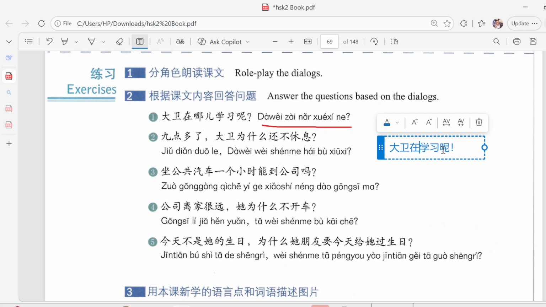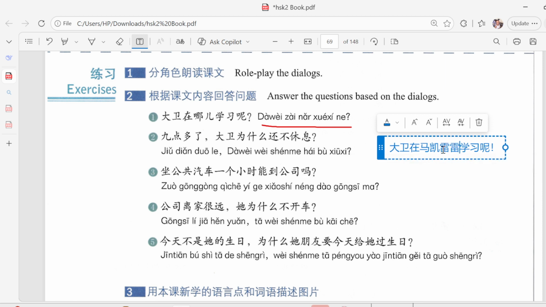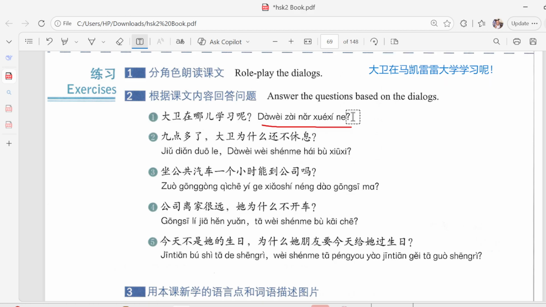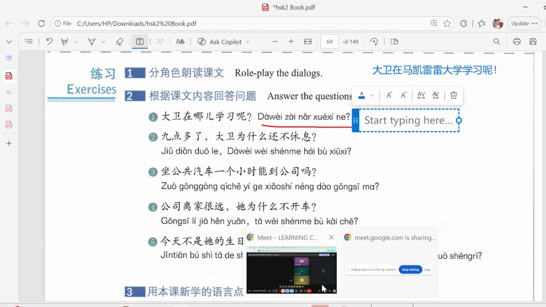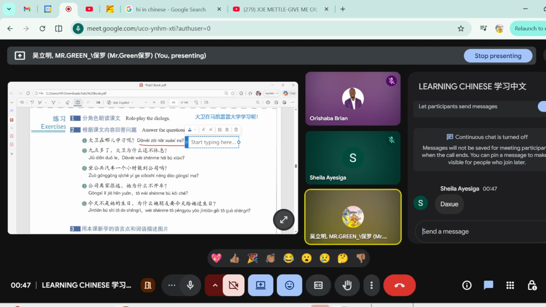So Makerere, we write it like Ma in Chinese. It's like Ma for a horse. Ma K. Yes, Ma K. Lei. Ma Ke Lei. Yes, this one. 马凯雷雷大学学习呢. Yes, this is Makerere in Chinese. So let me put it just here because it's not the right answer for this question. But yeah, here, what is the answer? Nope, it's not that.